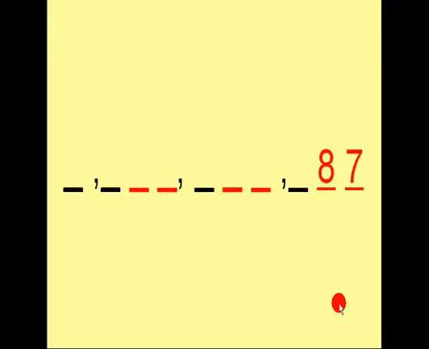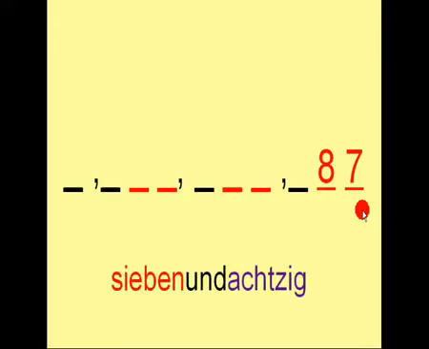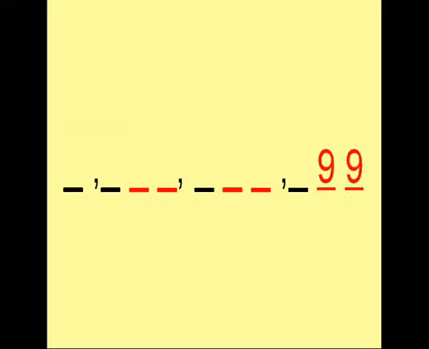So, what about that number? Remember that we still keep on mentioning the right number first and then the left. So you say 87. Do you remember what we say in German to this number? Siebenundachtzig. So we start mentioning the right number first and then the left one. What about this one? 99.